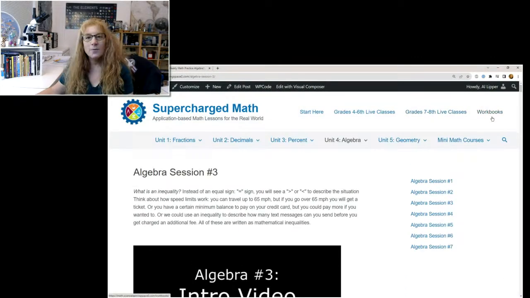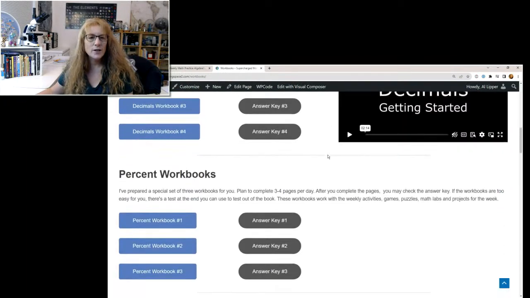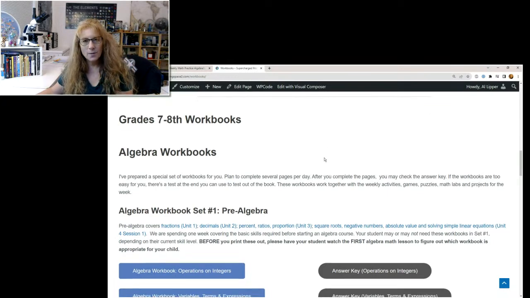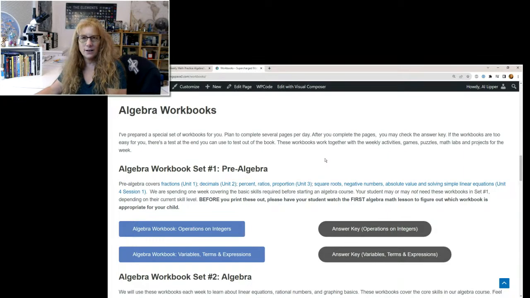Over here on the top right is going to be the workbooks, and then you're going to open it up. So these are the workbooks for the entire program. Scroll down until you see the word algebra. Now algebra has a couple of different sets of workbooks. The first set we've already completed. Those are pre-algebra. So if you're still in pre-algebra, then obviously you're not in this session right now.